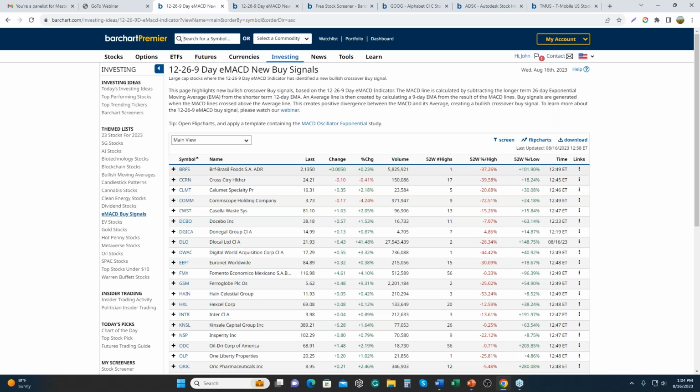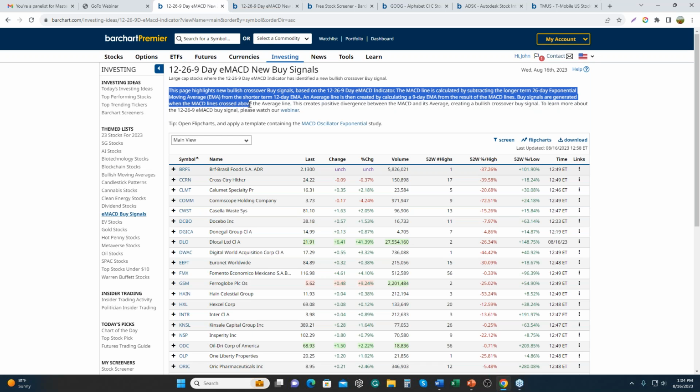Okay, so let's revisit here. I'm back on our investment ideas page. This is our eMACD buy signal page. Here's the definition at the top, and you can see that this page is based on two EMAs, a 12 and 26 day.